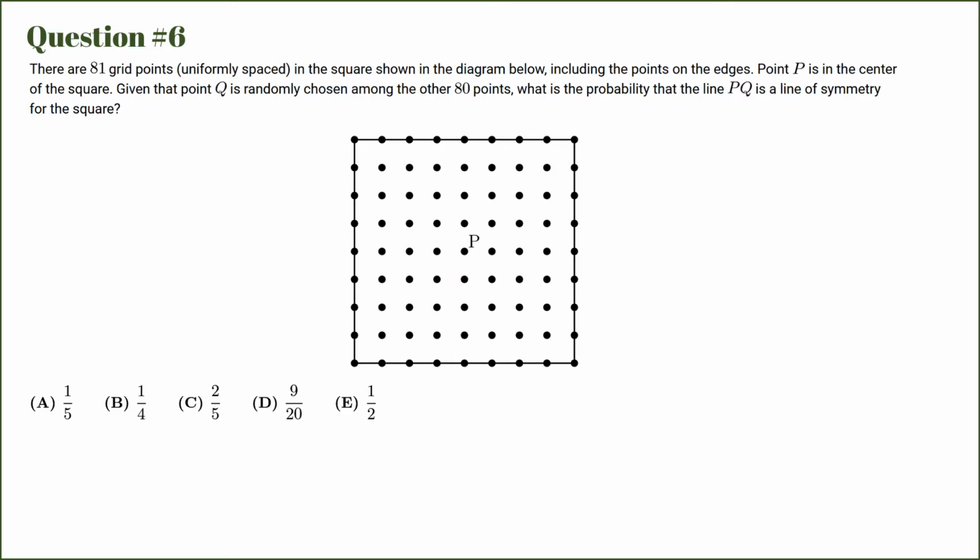Question 6 states, there are 81 grid points uniformly spaced in the square shown in the diagram below, including the points on the edges. Point P is in the center of the square. Given that point Q is randomly chosen among the other 80 points, what is the probability that PQ is a line of symmetry for the square?